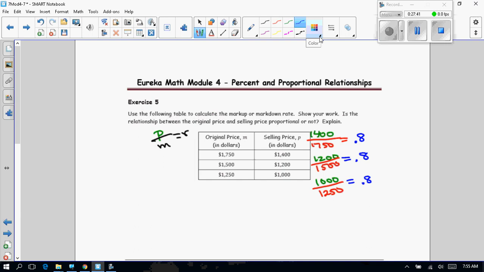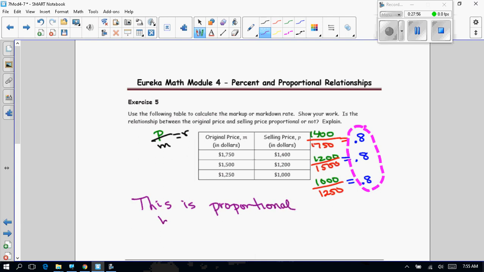How do I know it's proportional? What do you notice right over here? I have a constant rate. This is proportional because there is a constant rate. That's constant. All right, we will do the summary when you come to class.